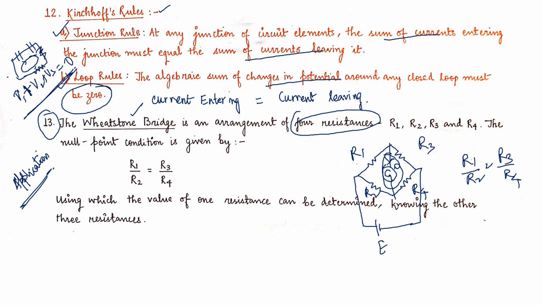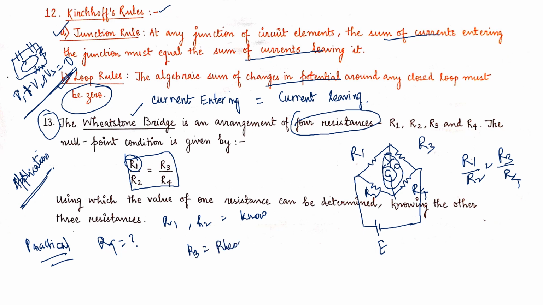Using the Wheatstone bridge and its formula, we can determine the value of any one unknown resistance if we know the values of the remaining three resistances. Another thing in practical use: to know the resistance R4, which is unknown to us, we add R1 and R2, which are known to us, and R3 is a rheostat. A rheostat is an electrical equipment which gives us variable resistance.